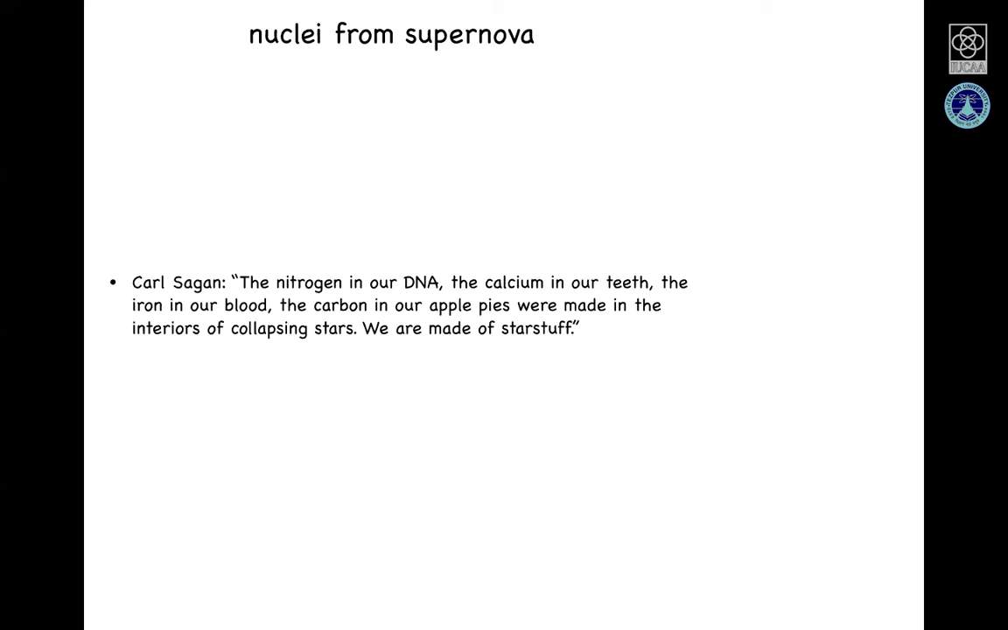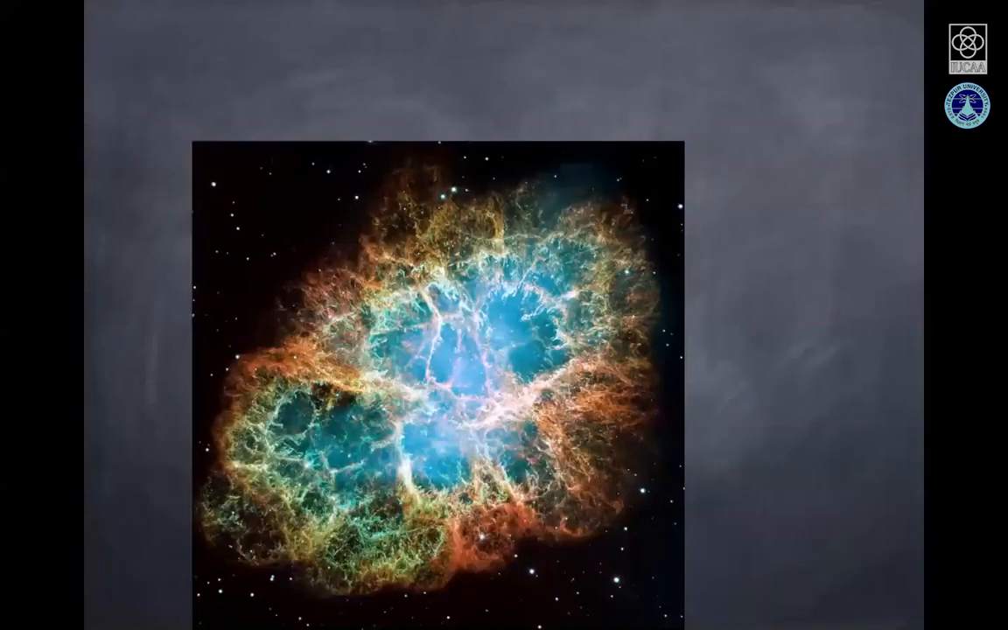This is an example. This is a picture of the Crab Nebula in the Cancer constellation. This supernova is estimated to have happened in 1054 AD, roughly 1,000 years ago. And this has been recorded by Chinese astronomers.